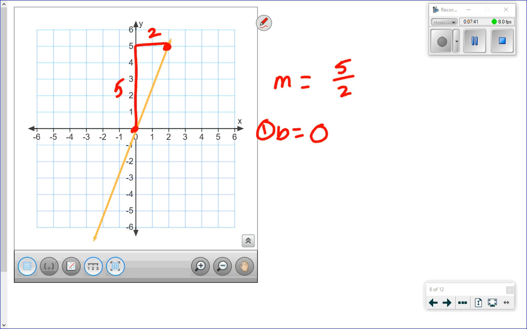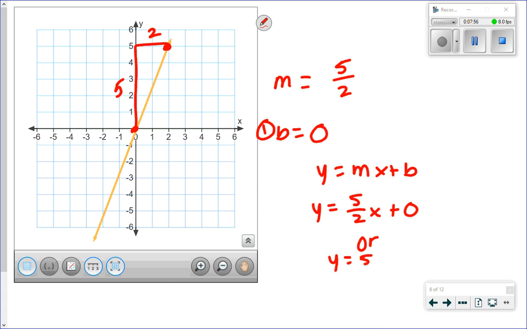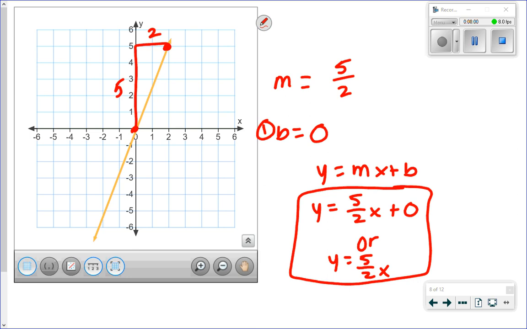And my line is going uphill, so that means my slope should be positive. So y equals mx plus b. Y equals 5 over 2 x plus 0. You could also have y equals 5 over 2x. The plus 0 doesn't really have to be there, but you can put it there and it'll still count it right.